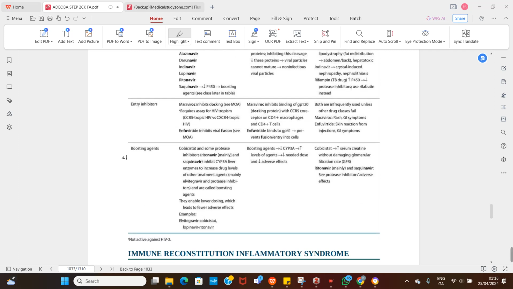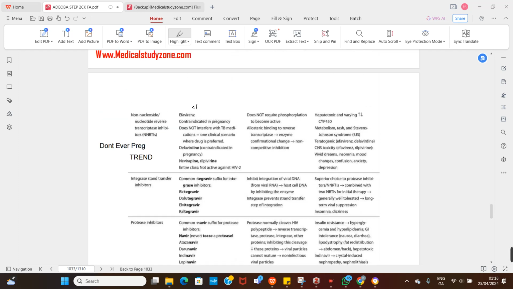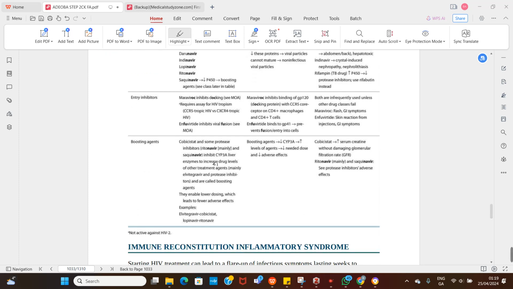And before I move on, I forgot to mention that the non-nucleoside and non-nucleotide reverse transcriptase inhibitors don't work against HIV type 2. That's one of their problems.